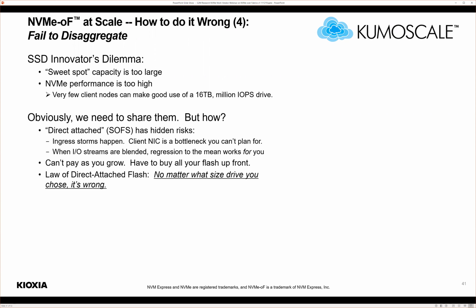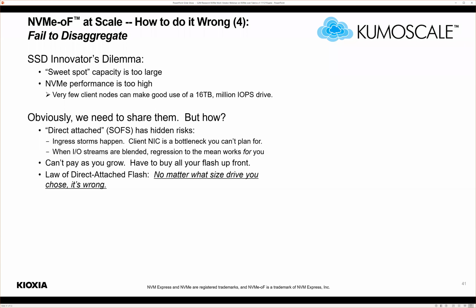So the appetite of application instances that can run on a single node is not growing anywhere near that fast. And so we're simply going to have to share these things. Direct attached, what was called SOFS for this webinar, has some hidden risks. It's very hard to do network planning when you don't know ahead of time which data is going to go where. A client NIC can be a bottleneck that you can't plan for if 1,000 compute nodes suddenly need the data that happens to be located on one client node.